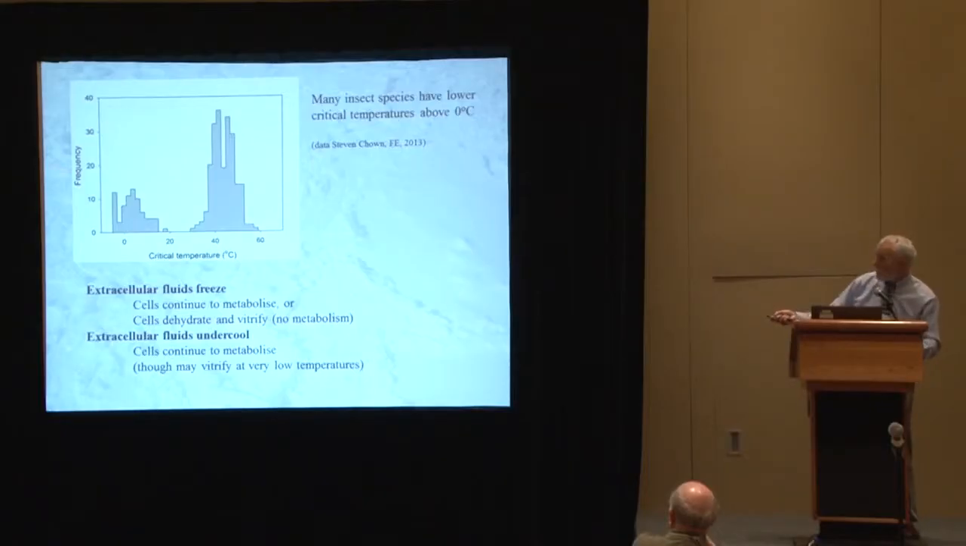It's worth pointing out, however, that there are an awful lot of insects that have critical temperatures which are above zero. This is a compilation of all the data that I know of. It's actually put together by Steven Chown for the lower critical temperature in insects. It actually also plots the upper critical temperature here, which is not relevant to us today, but the lower critical temperature here for many insects, and you'll see that many insects reach their lower CT and die well before zero. So insects that survive well below zero are only a small subset of insects in general.